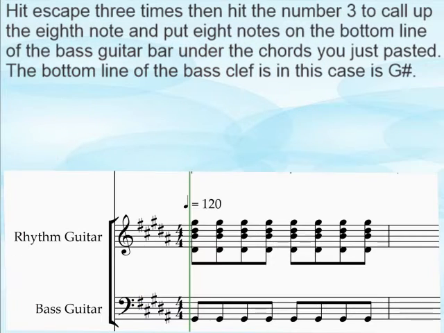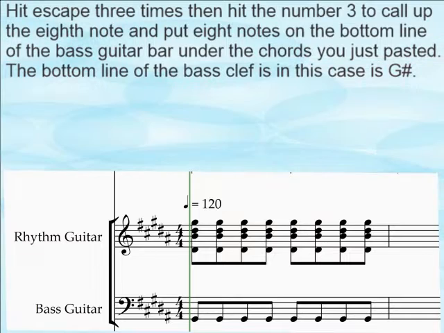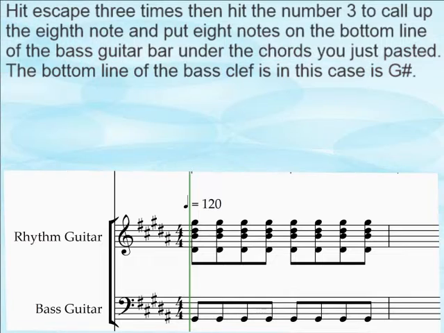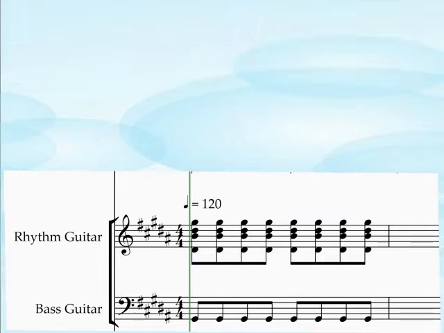Hit escape 3 times and then hit the number 3 to call up the 8th note and put 8 notes on the bottom line of the bass guitar bar under the chord you just pasted. The bottom line of the bass clef is, in this case, G sharp.